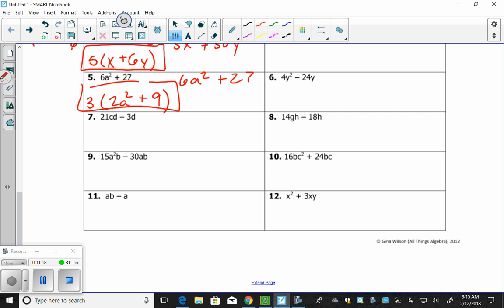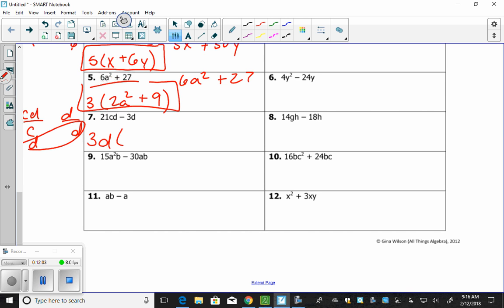Number 7. Okay, this is where we start moving into having same variables. Just looking at 21 and 3, what's the greatest common factor? 3. This one has a CD, while this one just has a D. So if I have one C and one D, and this one just has a D, what do they have in common? They both have a D. So I'll pull out a D.